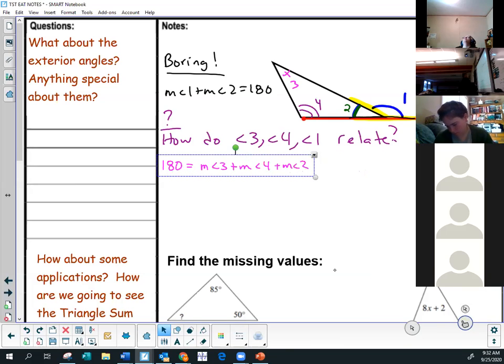Would that mean that angles 3 and 4 together are the same as angle 1? Let's see if we can prove that. I like that. Who just said that, by the way? Anna? Okay, Rockstar. Let's see if that actually turns out to be true.